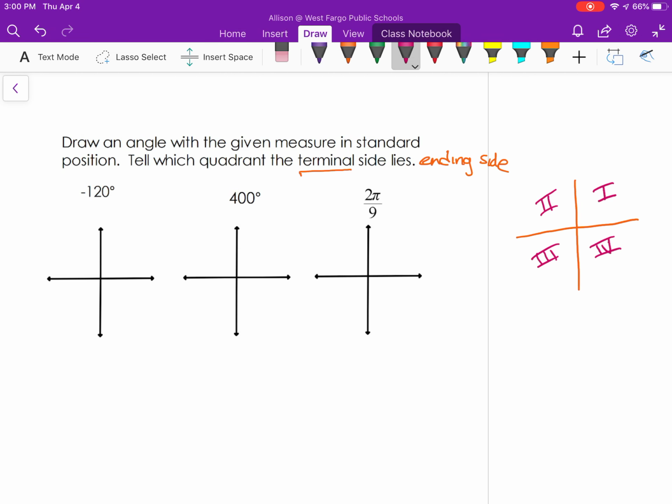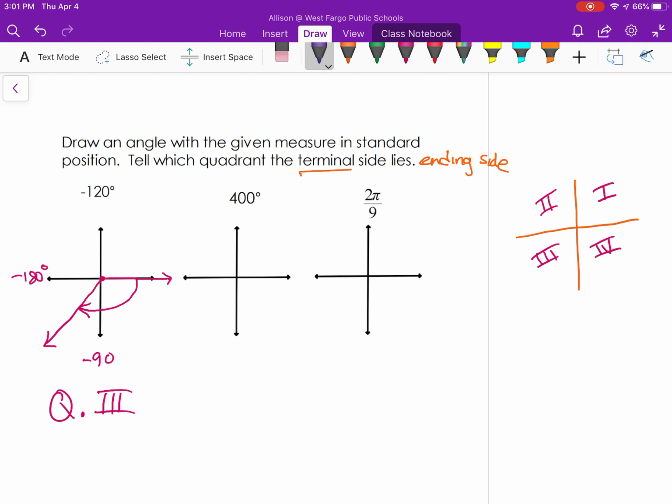If I want to draw an angle that's given in standard position, negative 120, I have a vertex at 0, 0. My initial side is the positive x-axis. Then I'm going to go negative, so I have to go clockwise. This would be negative 90 degrees. This would be negative 180 degrees if I'm going clockwise. So negative 120 would be negative 90 plus 30 more degrees. The arrow here shows which direction I'm going. So that would be negative 120, which leaves me in quadrant 3.